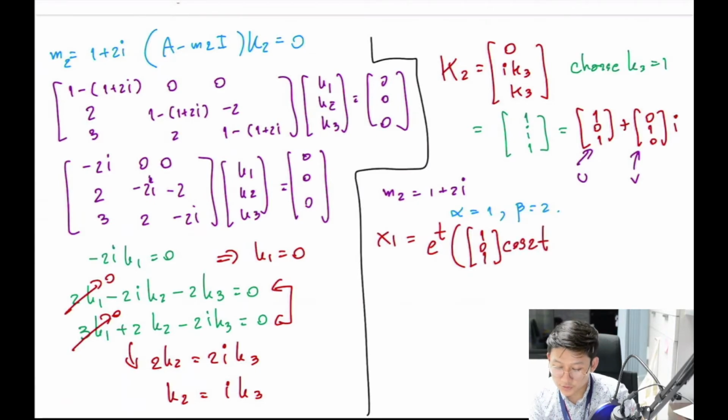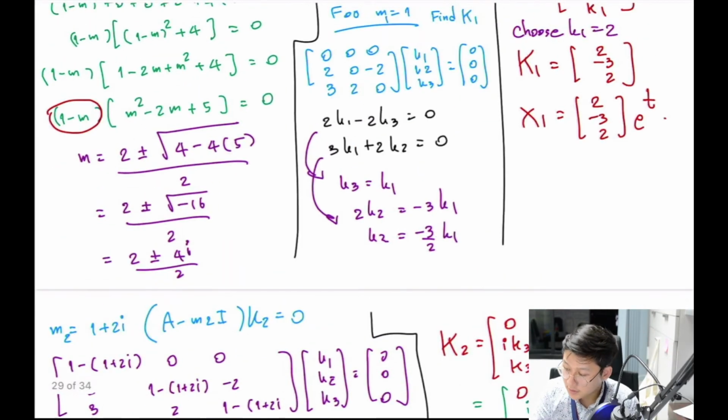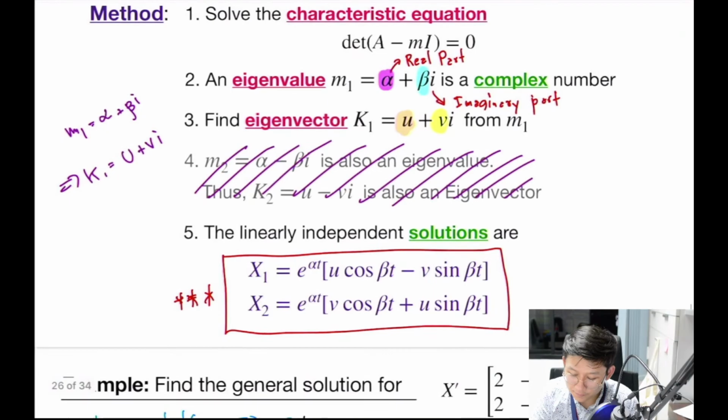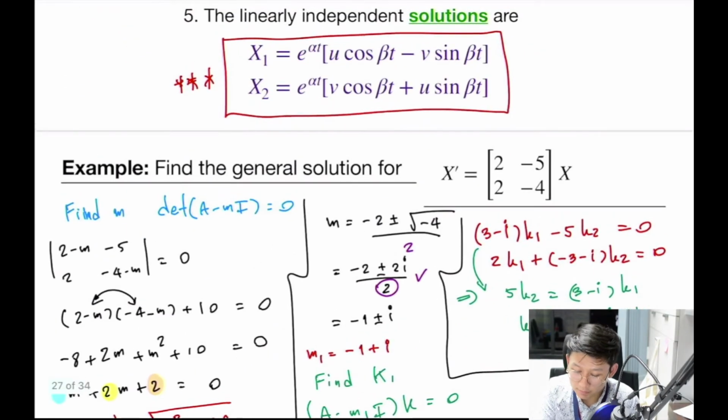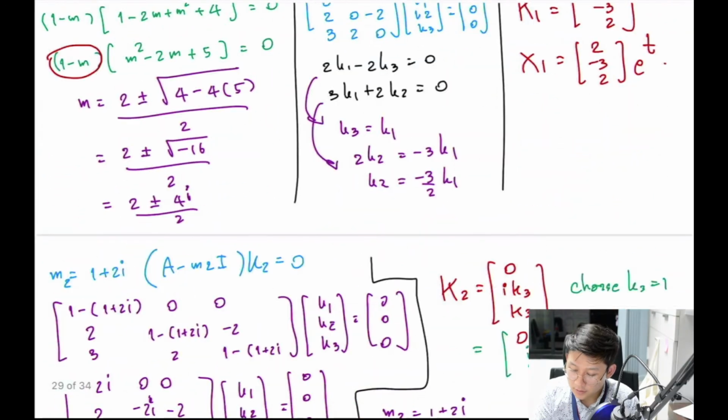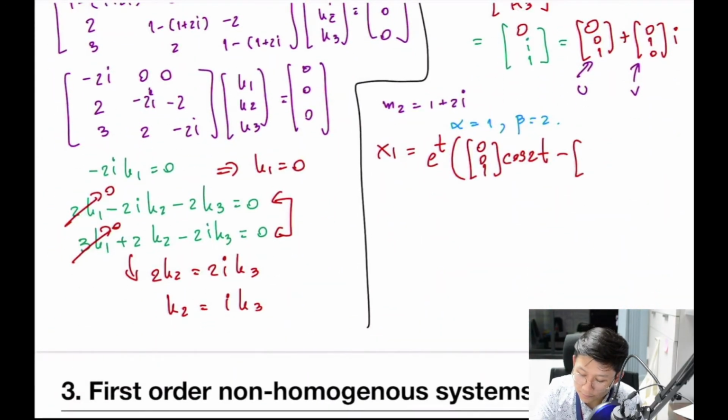1, 0, 1 cos, oops, sorry. Here it needs to be 0 i 1, which means that this is going to be 0. So the u would be 0, 0, 1, cos beta t, and then minus v sine beta t. So we need to minus v, 0, 1, 0, sine beta t, which is sine 2t.